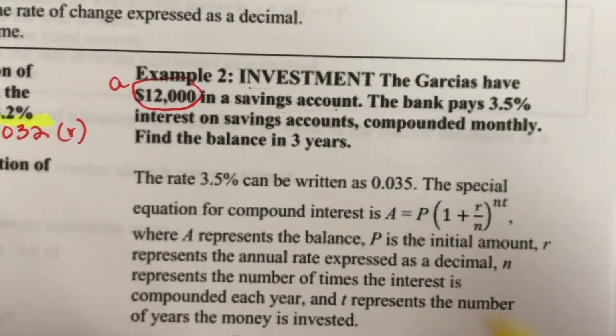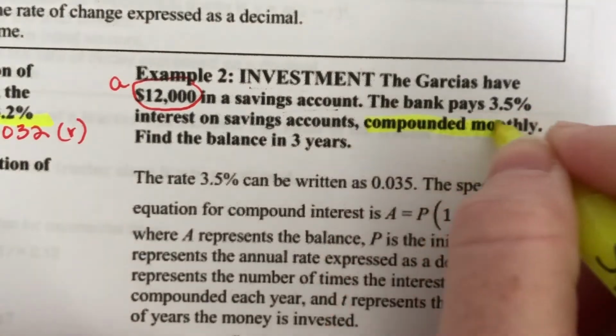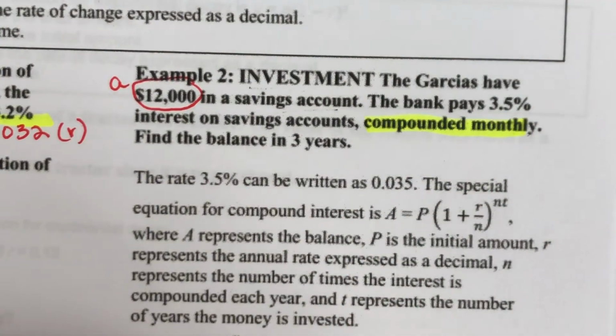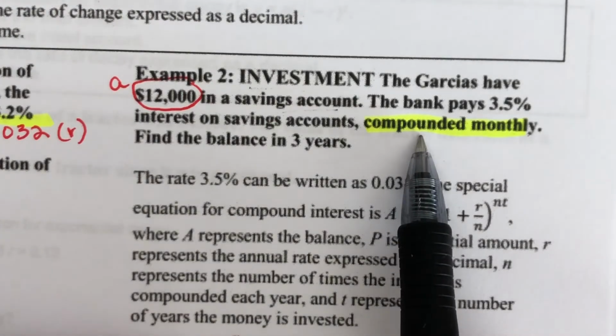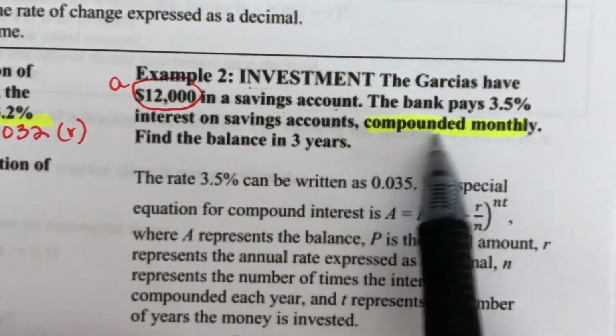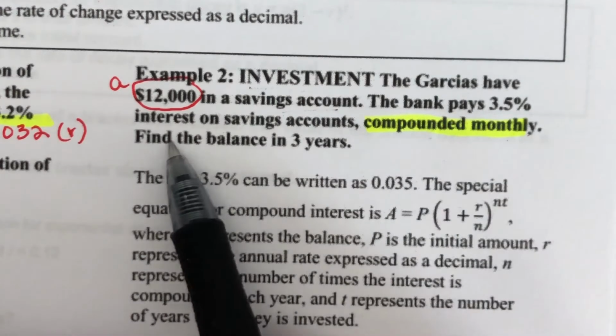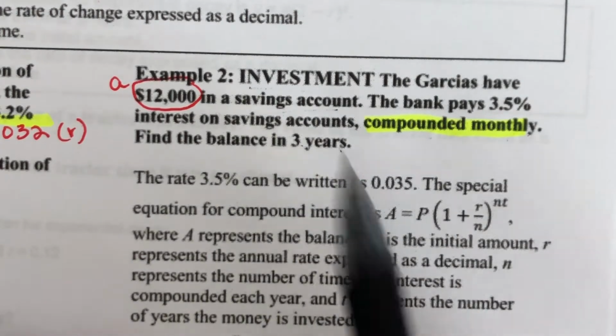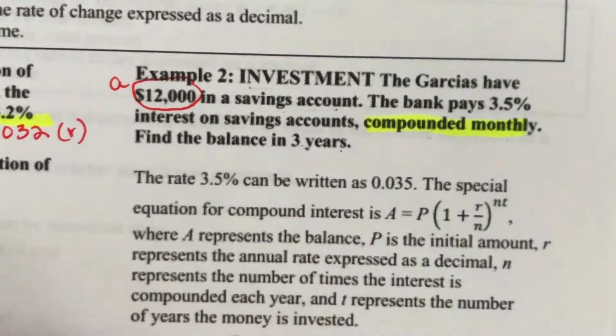Well, we've been talking about an annual rate of change, right? How much it changes in percentage per year. But now it's not changing per year, it's changing per month. So find the balance in 3 years. So 3 is t. Let me use red.